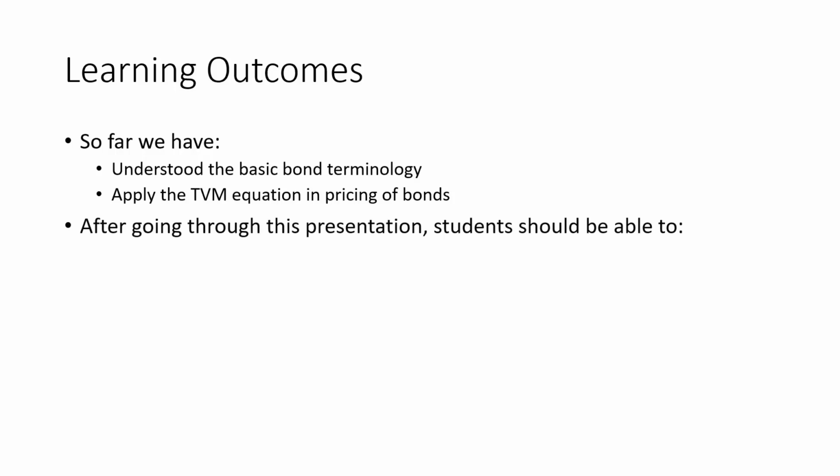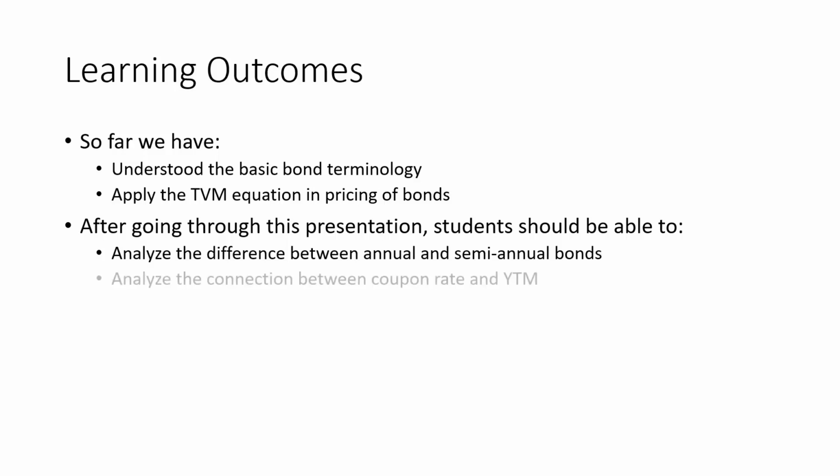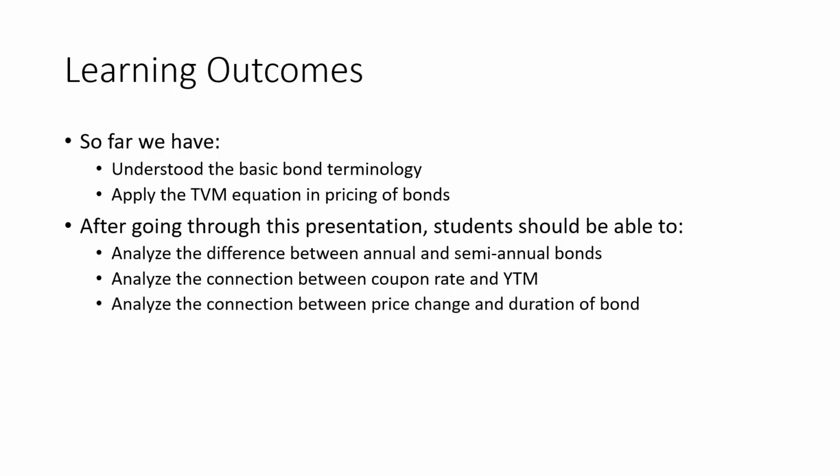After going through this presentation, students would be able to analyze the difference between annual and semi-annual bonds, analyze the connection between coupon rate and yield to maturity with respect to price, and then connect the price changes with durations of bonds. So whether prices change more for long-term bonds or less for long-term bonds as compared to short-term bonds.